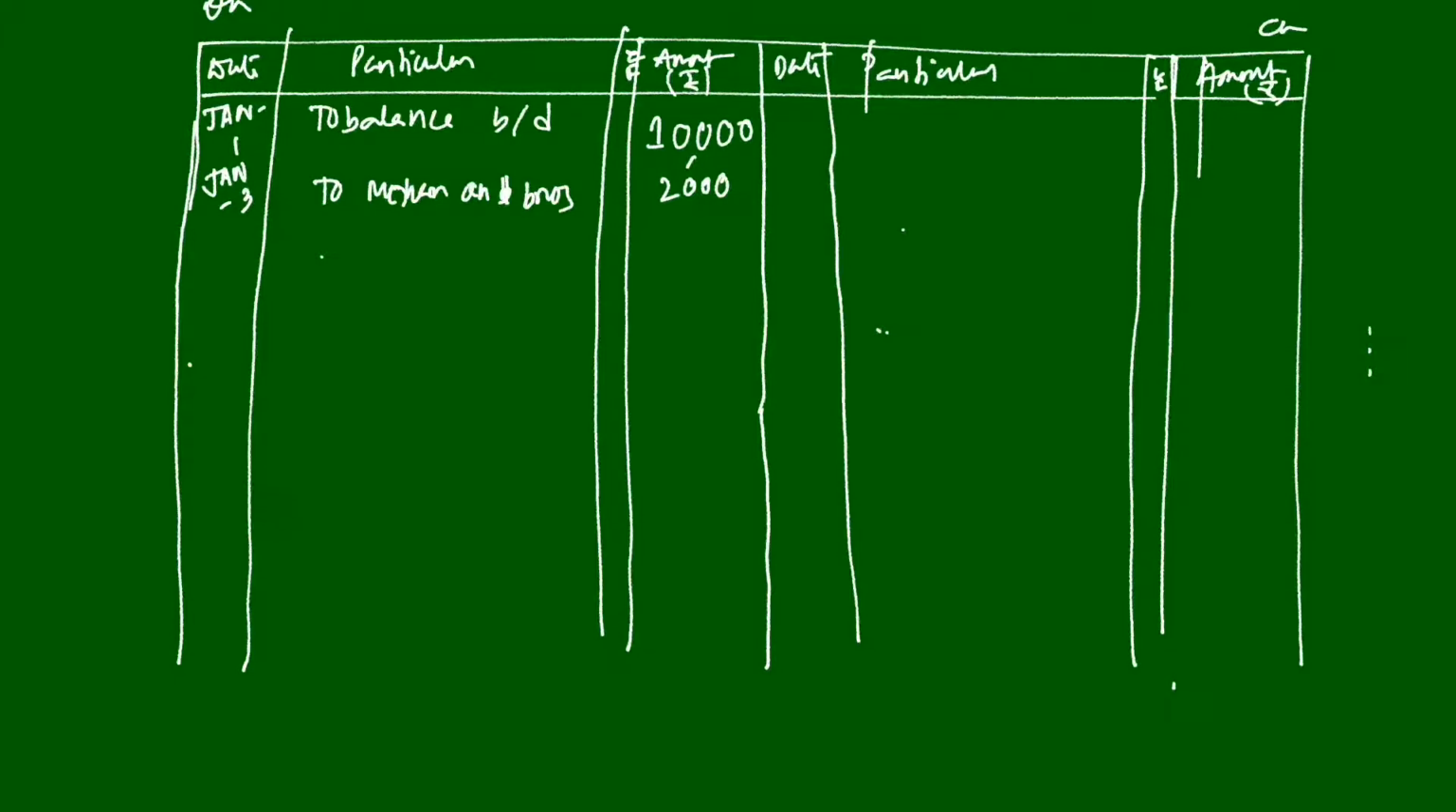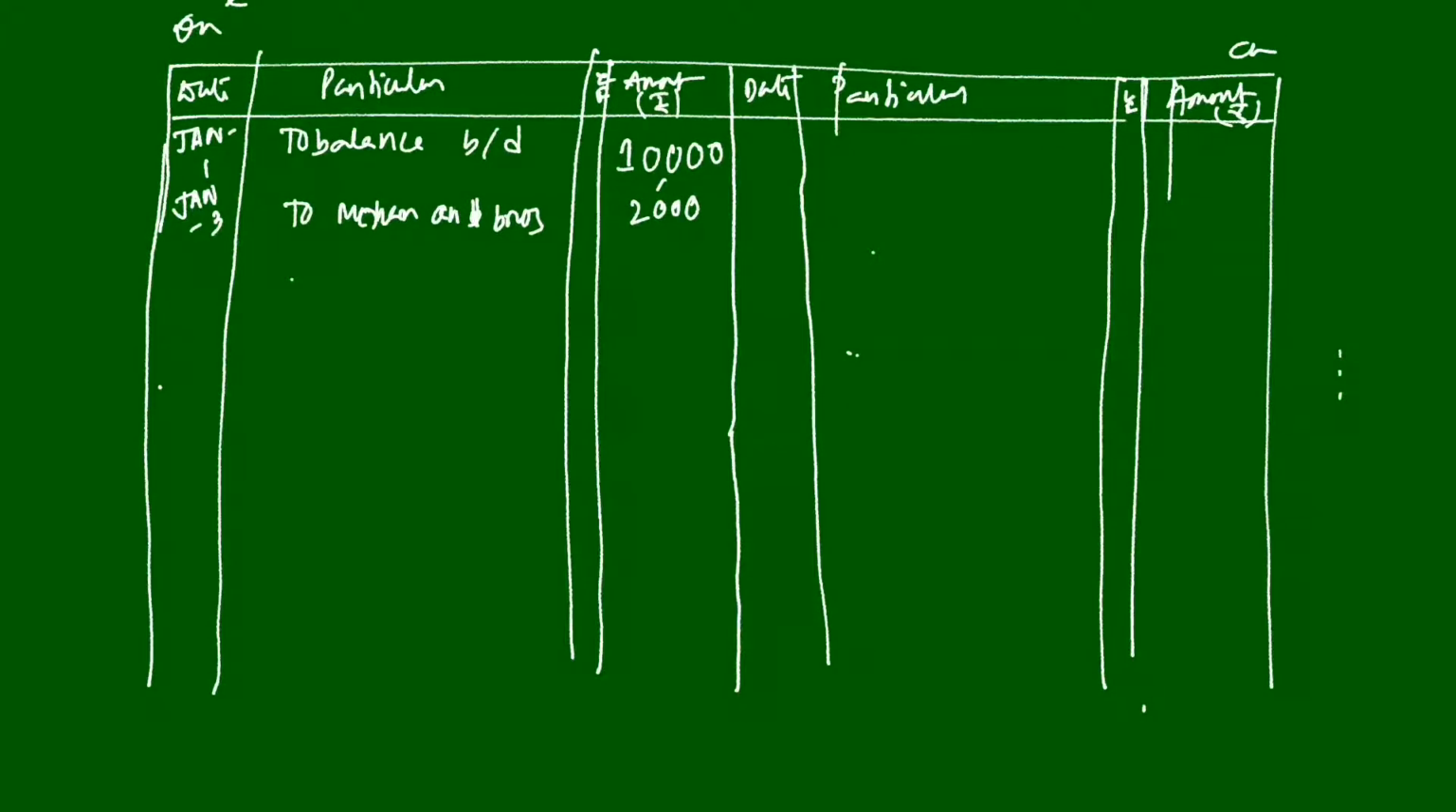So cash account credit. That's why you have to write January 4 by transportation expenses. What is the value? The value is 1,000. Okay. Next one is January 8.